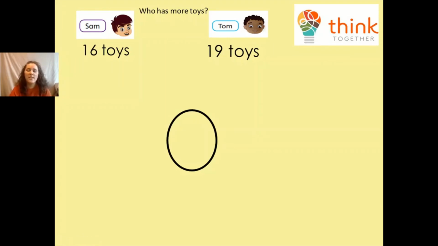What I'd like you to do is find objects from around your home that you have a lot of that you can use to represent these amounts. Then represent the amounts 16 and 19. See if you can group them into tens and ones to make it easier. Then look at them, see which group has more, which is the bigger group. Then you can come back to this video and see if we're going to need our more than, less than, or equal to symbol. Pause the video now and have a go at that in your home.